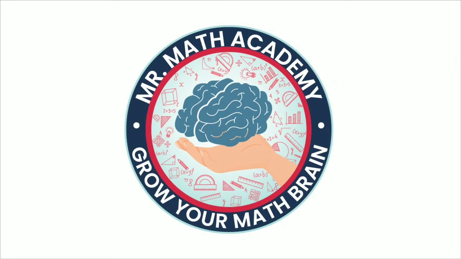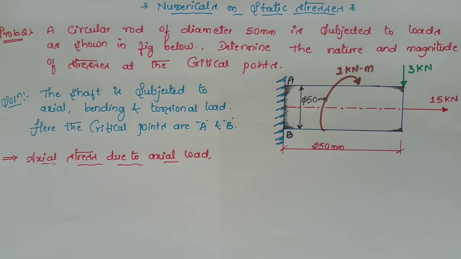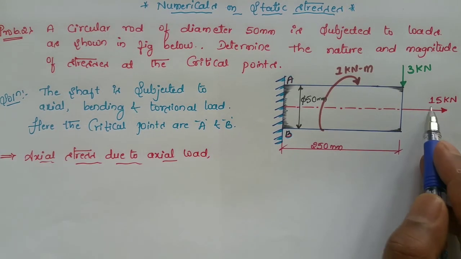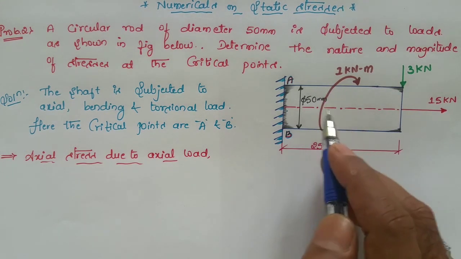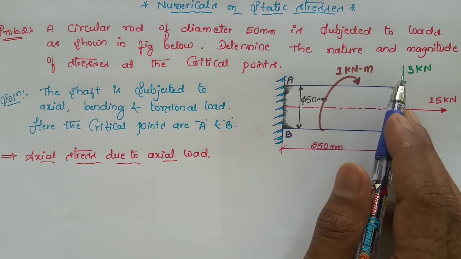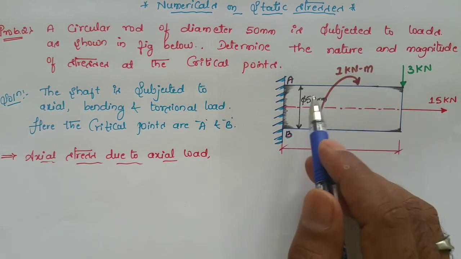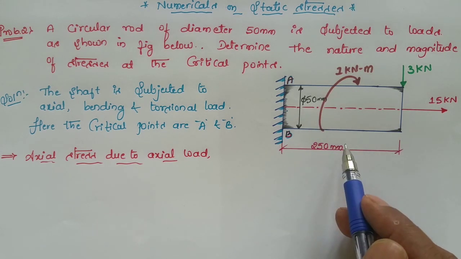Grow your math brain. Hello friends, welcome back to Mr. Math Academy. So in this video we go for problem number 2 on static stresses. In the last video we did the problem based on static stresses with an axial load of 15 kilonewton and a twisting moment. Now in this problem, along with the axial load and the twisting moment, we have one more load, that is the bending load, and the dimensions are the same: 50 mm is the diameter and the length is 250 mm.